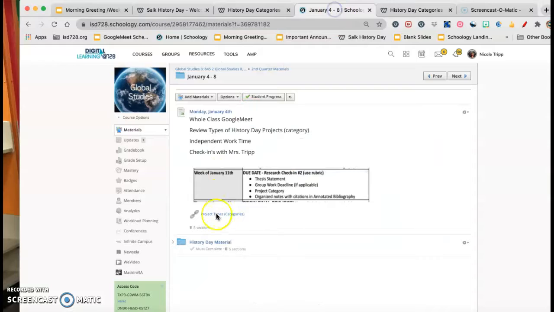So your only objective for today is to review those different project categories. Please come to the Google Meet and then be aware of these upcoming due dates. I will have check-ins today with individual students. I will also be available for help during your independent work time. I know some of you guys still have some catching up to do on notes and sources.